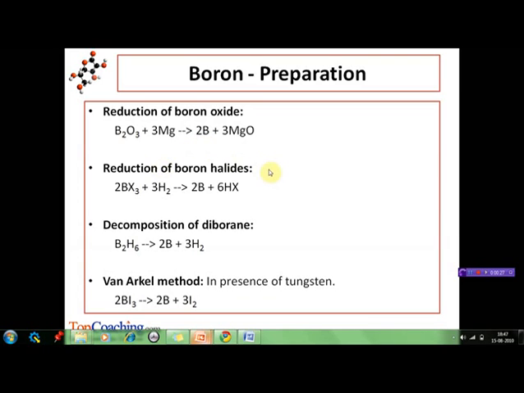Second method is by reduction of boron halides. Boron halides are reduced by hydrogen at high temperature to obtain pure boron. Another method is by decomposition of diborane. Diborane decomposes at high temperature to give boron and liberate hydrogen. Van Arkel method: in this method, in presence of tungsten and at high temperature, boron iodide decomposes to give boron, and iodine is liberated.